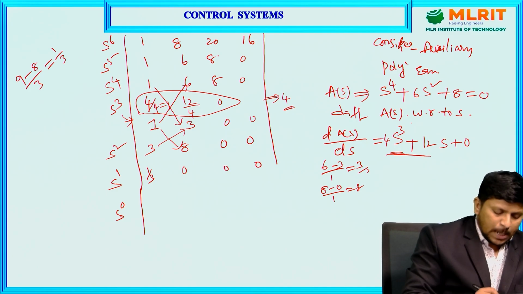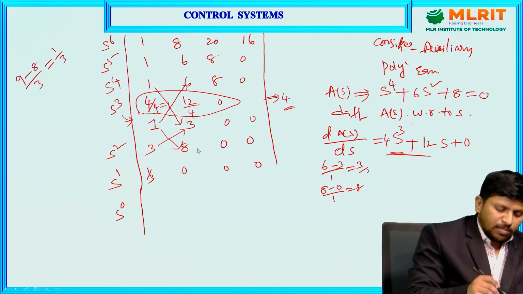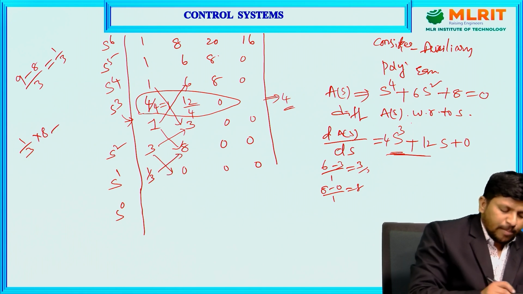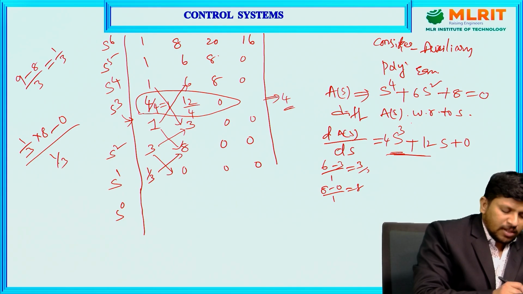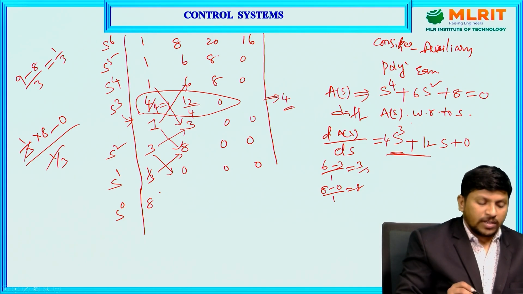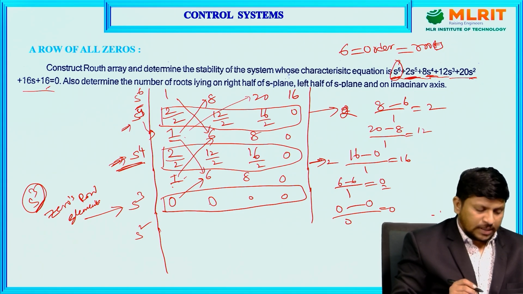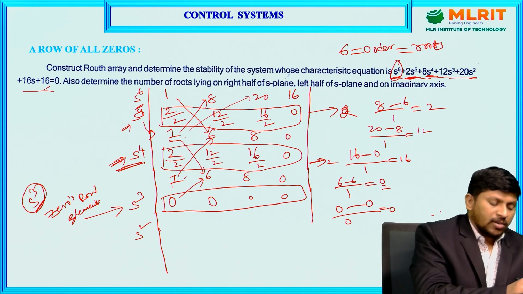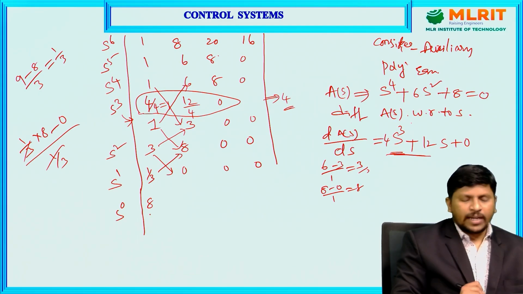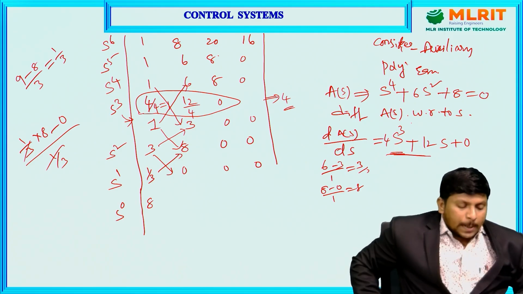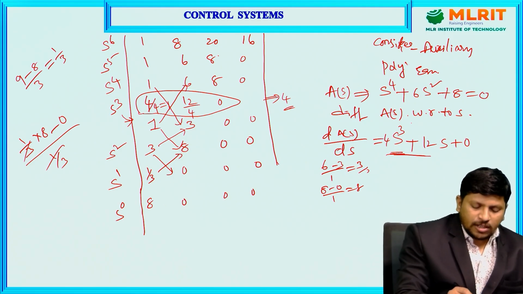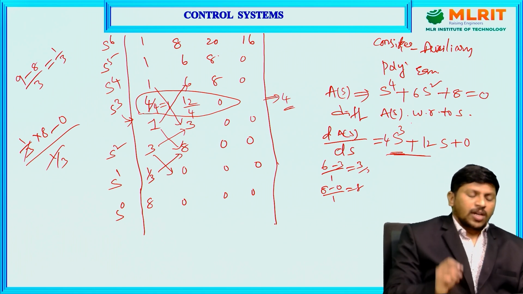So S power of 0: 1 by 3 multiplied by 8 minus 0, divided by 1 by 3. The 1 by 3 terms cancel, so the value is 8. Here 16 was already divided by 2, so that's why we get 8 here. This is the arrangement.